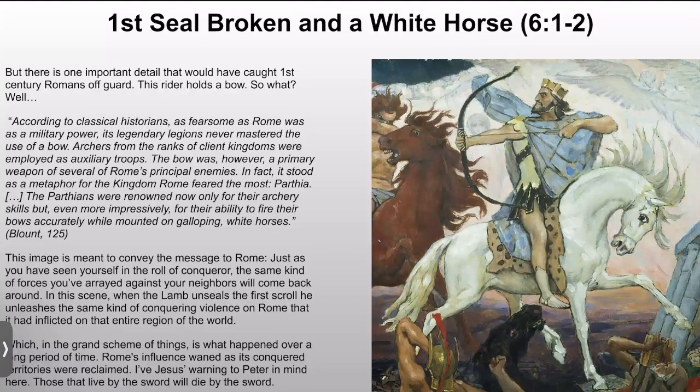But there is one important detail that would have caught the first century Romans off guard. This rider holds a bow. So what? I mean, a bow is a weapon. Why not a sword? What's with a bow?